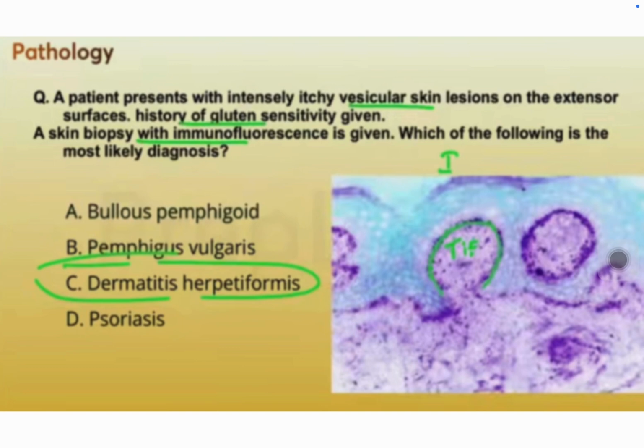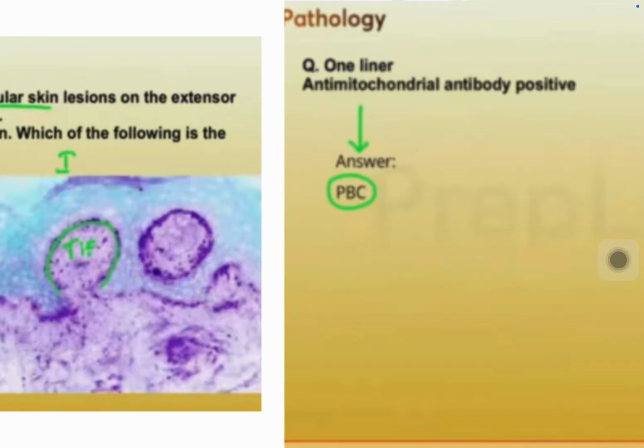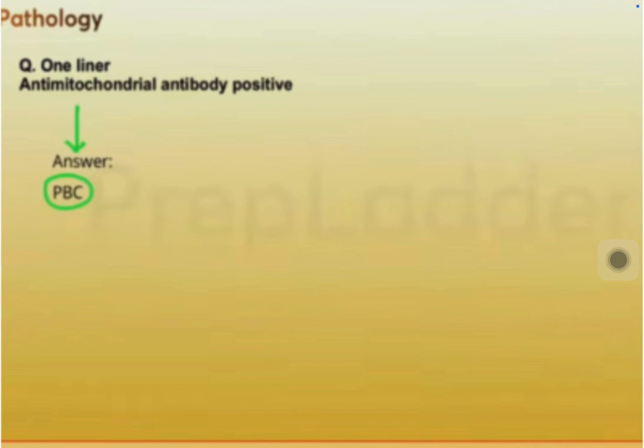A patient presents with intensely itchy vesicular lesions on extensor surface, history of gluten sensitivity. A skin biopsy with immunofluorescence shows the following pattern, that is granular. IgA was mentioned in the question as well. What is the diagnosis? It is dermatitis herpetiformis.